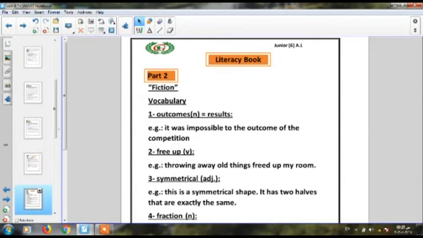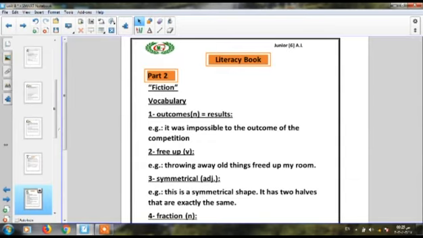The first word that we have for today is the word outcome. Outcome is a noun. It means the result or the effect. Try to write down this example with me. It was difficult to predict the final outcome of the race.